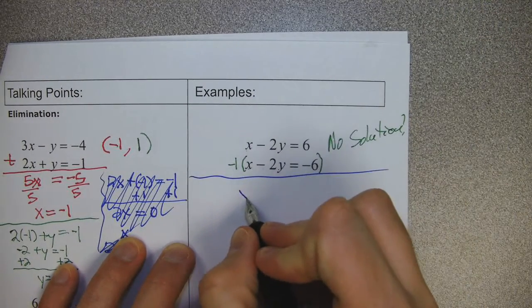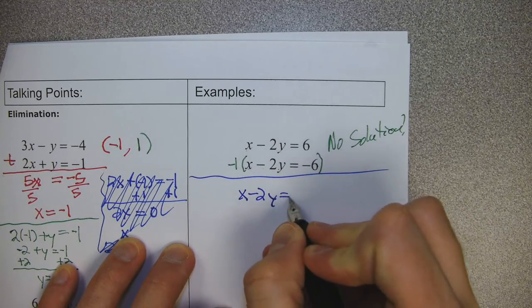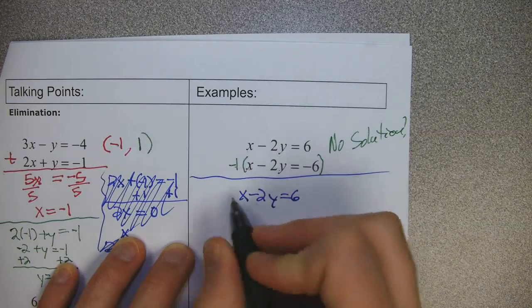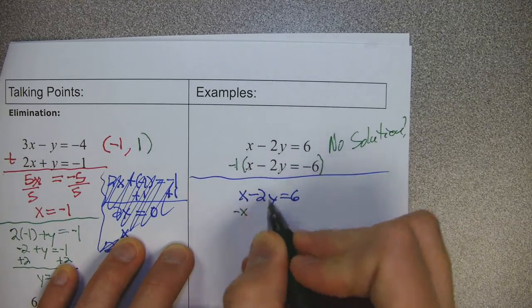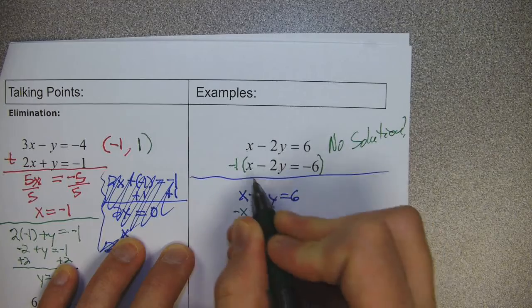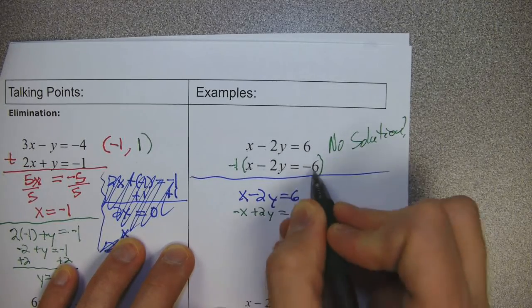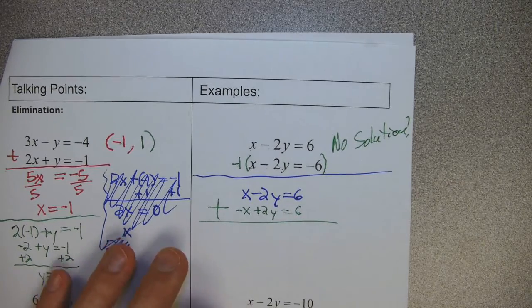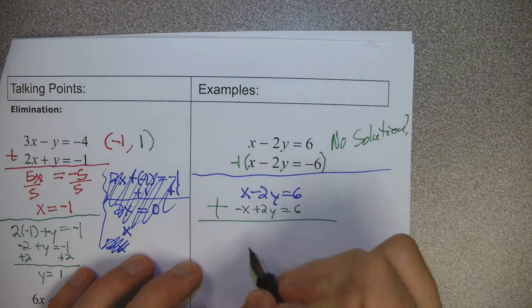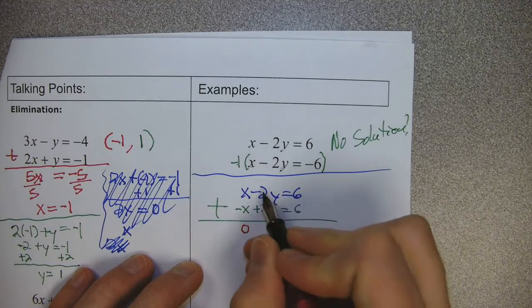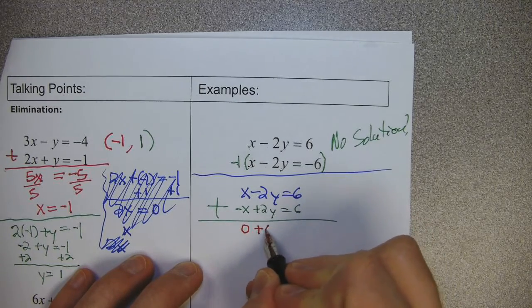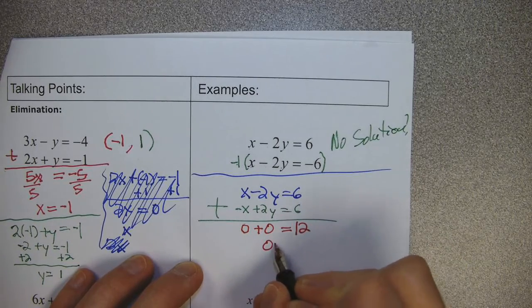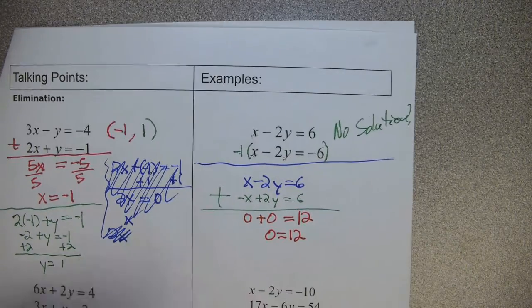Top equation stays, so that x minus 2y equals 6 stays. For this bottom equation, -x, positive 2y, and then a positive 6. Now we can add them together. Well, watch what happens. Positive x and negative x zeros out. Positive 2y and -2y zero out. 6 and 6 give me 12. In other words, I end up with 0 equals 12.